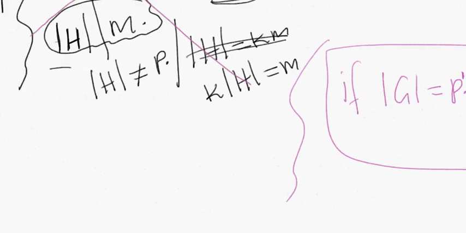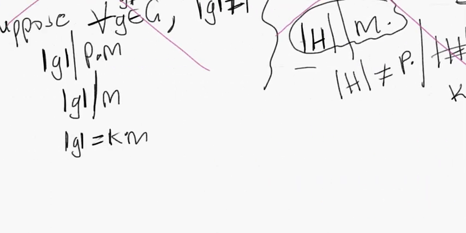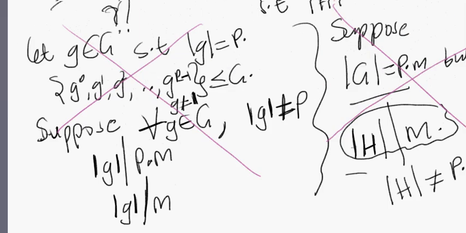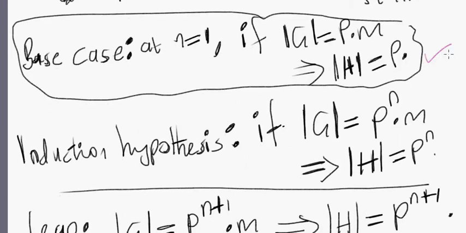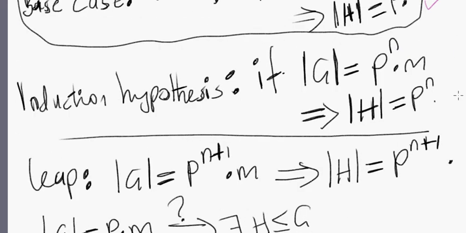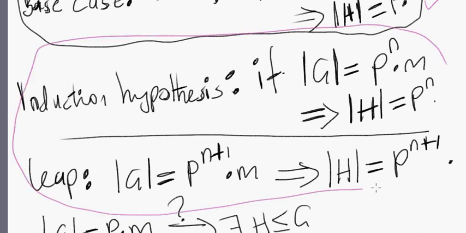And isn't another approach induction? Wasn't this the base case of our induction here? What is our base case? That if n equals 1, that is if order of G equals P times M, then order of H equals P. Okay, so if we've proved the base case, doesn't that mean that our induction argument is now back in play? Perhaps we can show that if it's true for n, the result is also true for n plus 1.